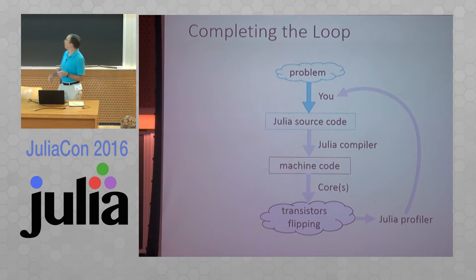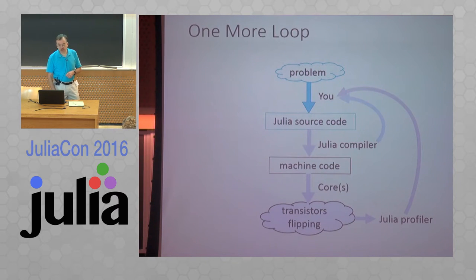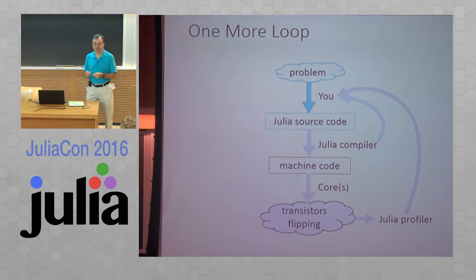So that funny cloud at the bottom, you can't see it directly. But to get some idea of what's going on, you can run the Julia profiler. And that completes the feedback loop back to you, the programmer, so you can mess with your source code and perhaps flip the transistors more efficiently.